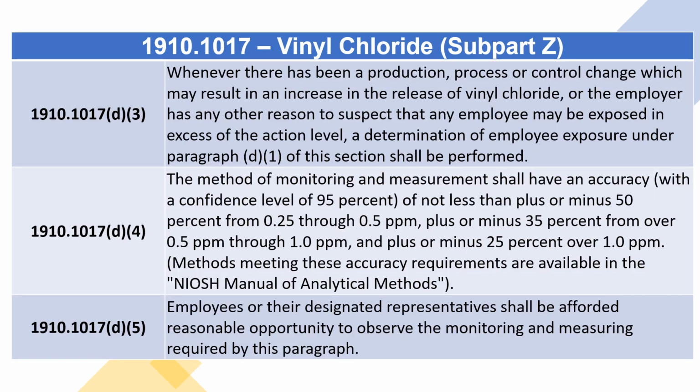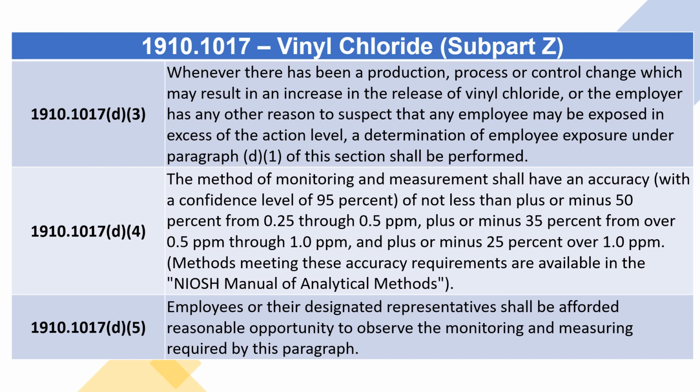1910.1017, D3. Whenever there has been a production, process or control change which may result in an increase in the release of vinyl chloride, or the employer has any other reason to suspect that any employee may be exposed in excess of the action level, a determination of employee exposure under paragraph D1 of this section shall be performed.